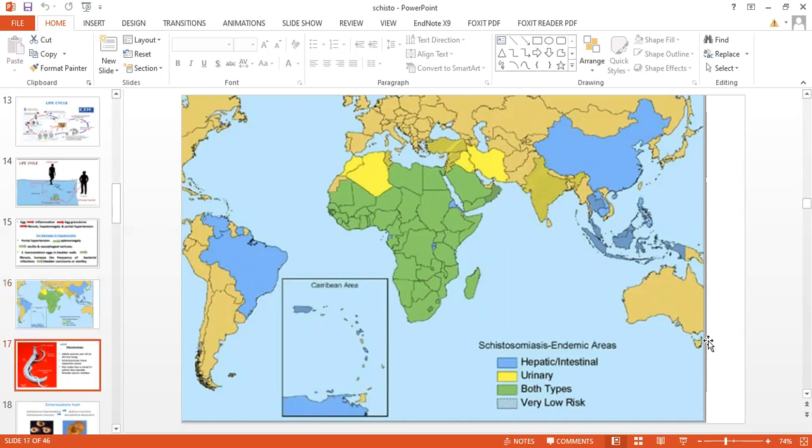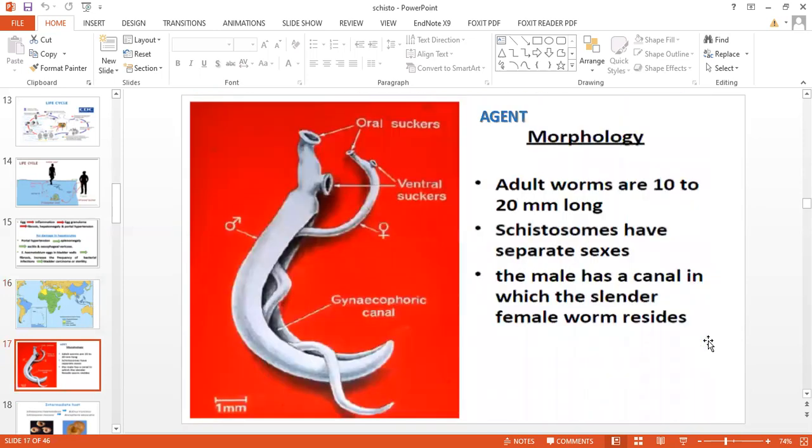Let's talk about it in terms of agent, host, environment. First, the agent morphology. Adult worms are 10 to 20 millimeters long. These are visible to the naked eye, and the schistosomes have separate sexes. The male has a canal in which the slender female worms reside.